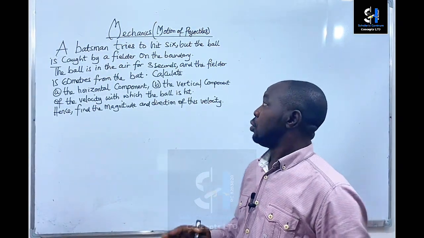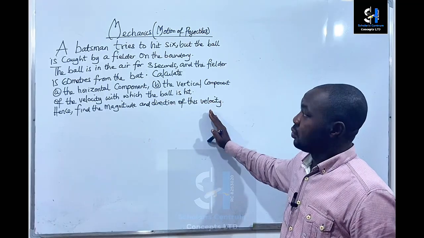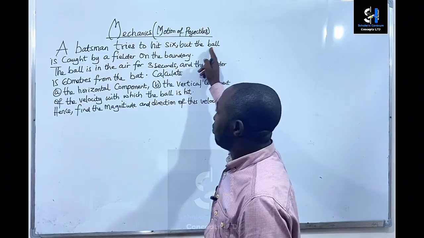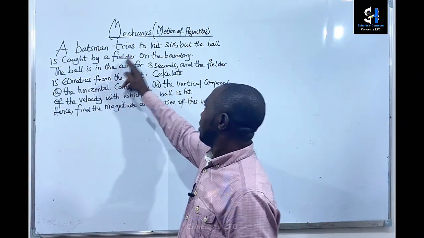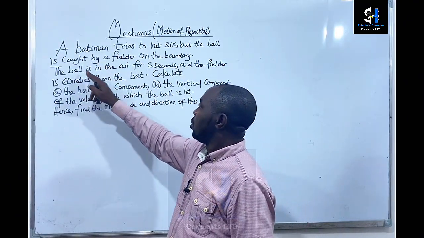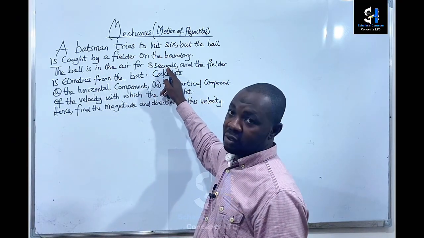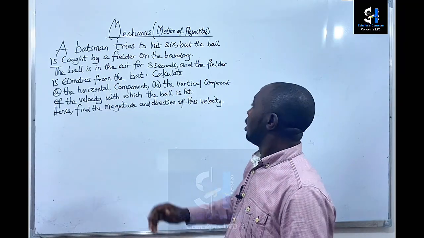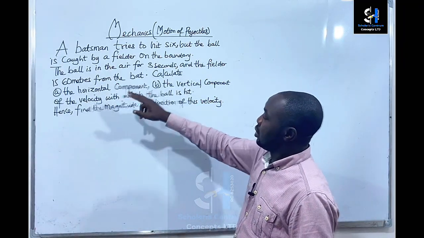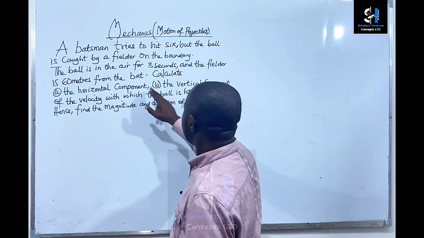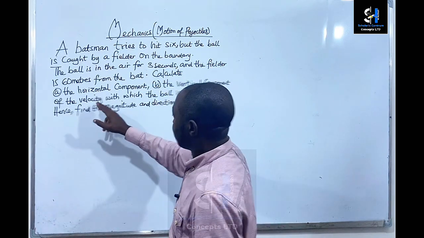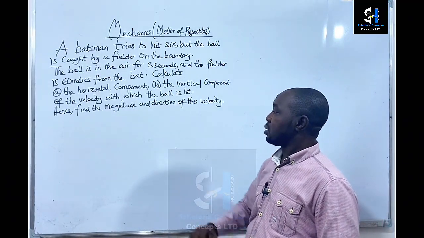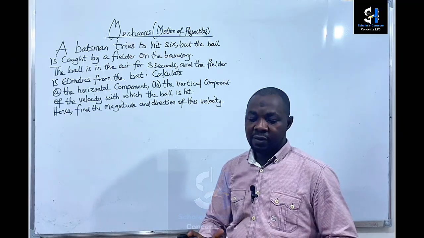Here is another question on motion of projectile. A batsman tries to hit six, but the ball is caught by a fielder on the boundary. The ball is in the air for 3 seconds and the fielder is 60 meters from the bat. Now, we are asked to calculate the horizontal component and the vertical component of the velocity with which the ball is hit. Hence, find the magnitude and direction of this velocity.